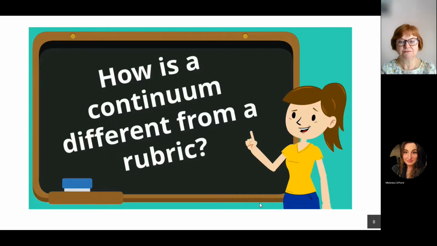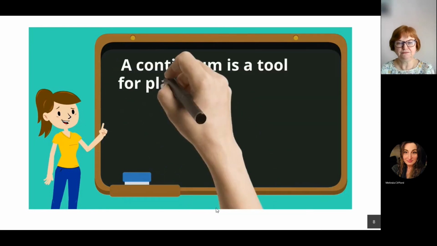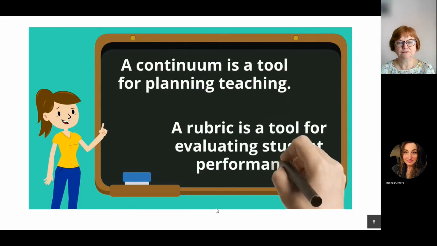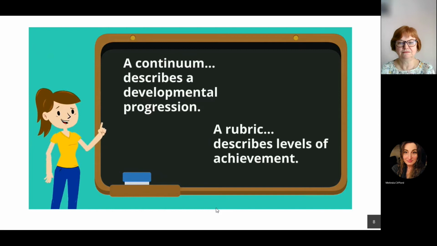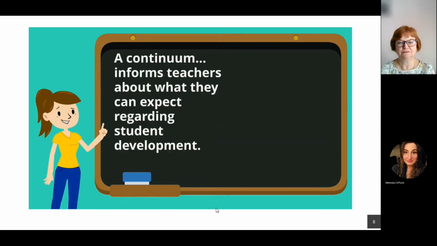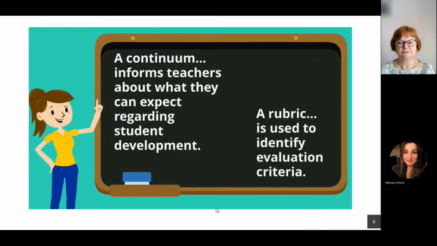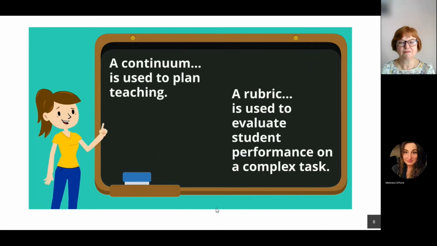How is a continuum different from a rubric? A continuum is a tool for planning teaching. A rubric is a tool for evaluating student performance. A continuum describes a developmental progression. A rubric describes levels of achievement. A continuum informs teachers about what they can expect regarding student development. A rubric is used to identify evaluation criteria. A continuum is used to plan teaching. A rubric is used to evaluate student performance on a complex task.